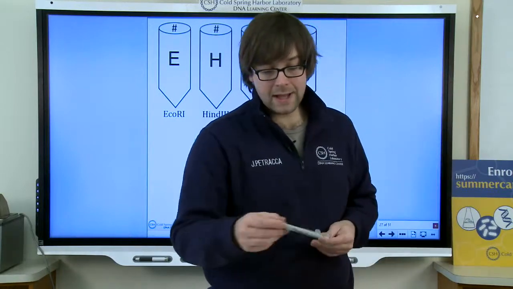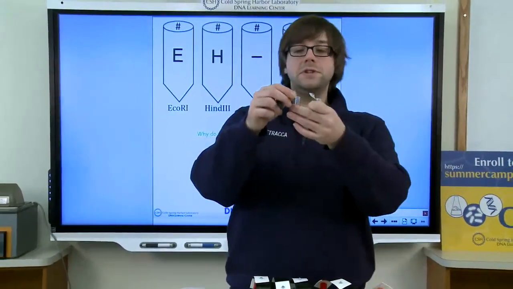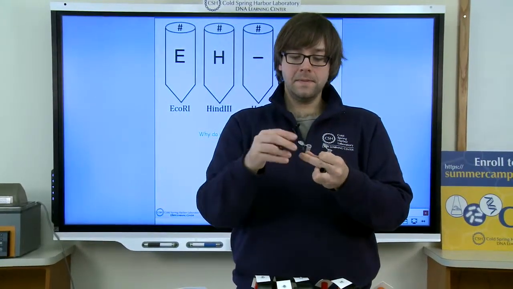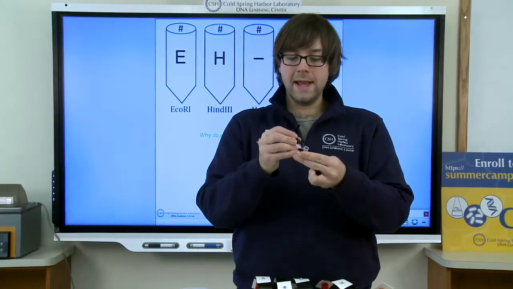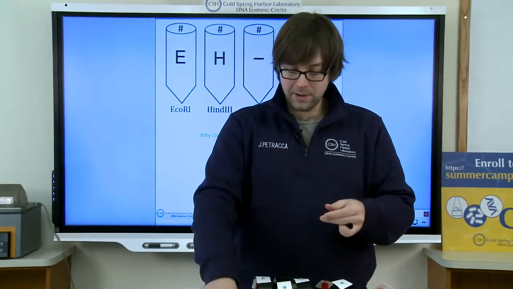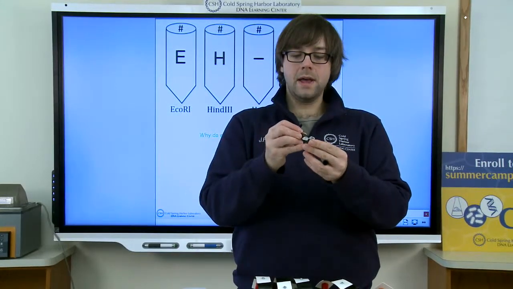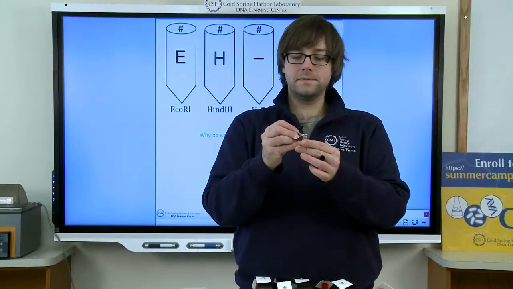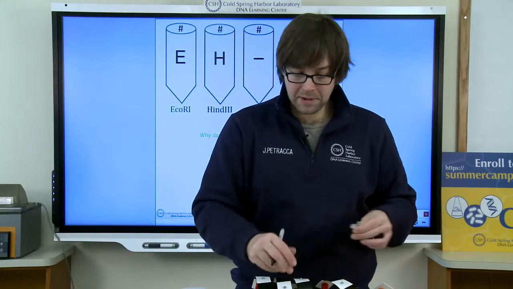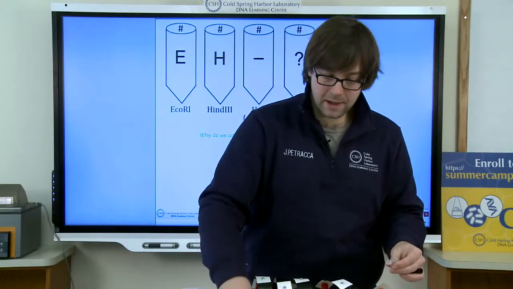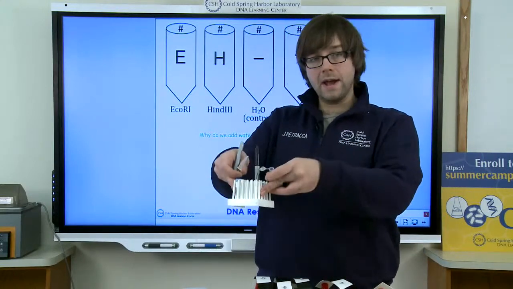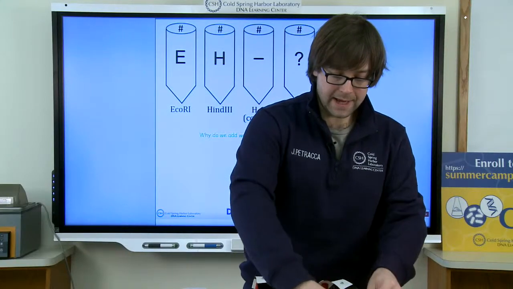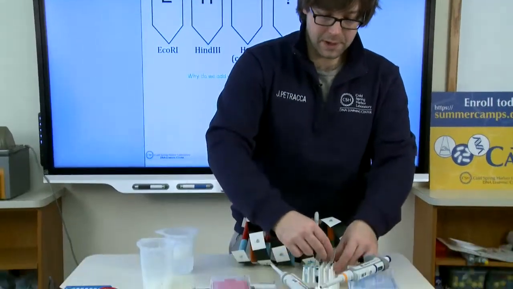So right now I'm going to go ahead and label these microcentrifuge tubes. I'm going to label the first one E. I'm going to label the second one H. I'm going to label the third one minus, and the fourth one question mark, just like you see up on the board here. Okay, I'm going to take those tubes and stick them into this little test tube rack right here, just for easy access in a moment.